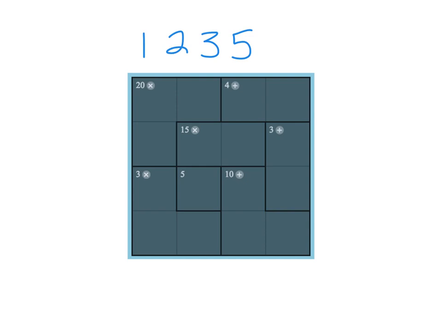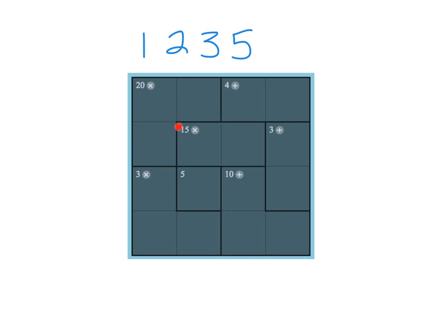Mystery grids are just puzzles for you to solve. As soon as you understand what everything means, they're just a lot of fun to figure out. So on this particular mystery grid, the name of it is 1, 2, 3, 5. That means these are the only 4 numbers that we can put in the boxes. Now, the boxes also have some meaning.